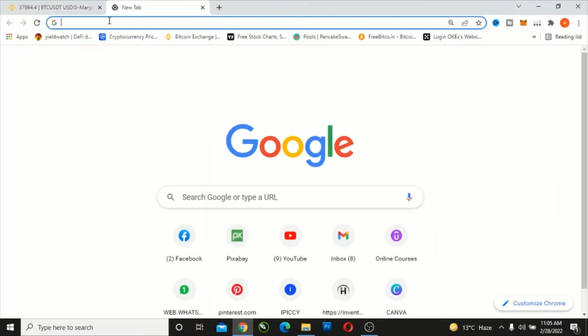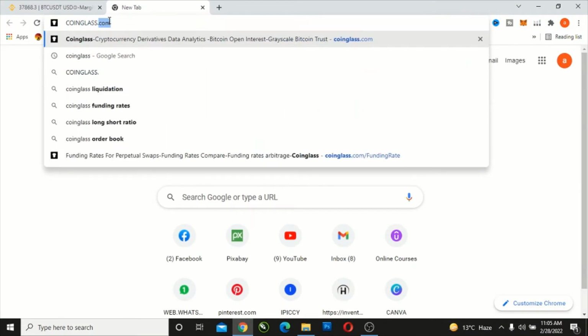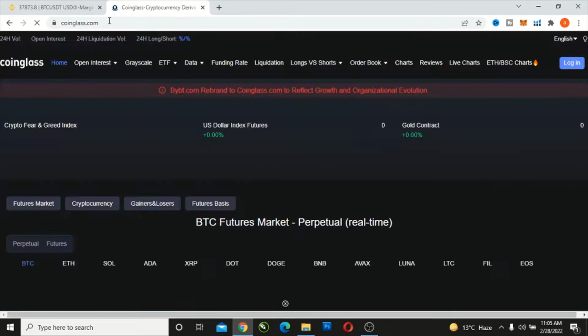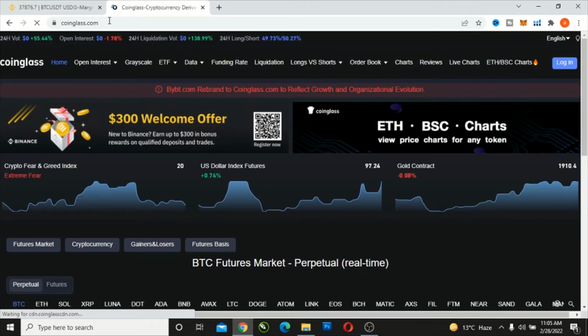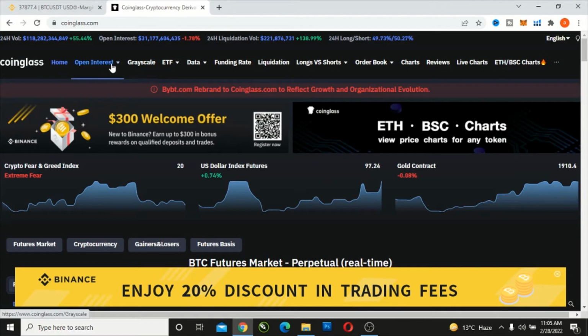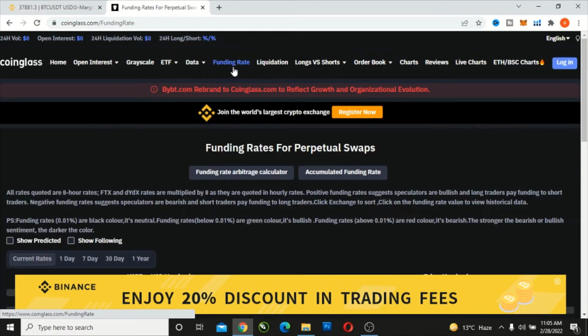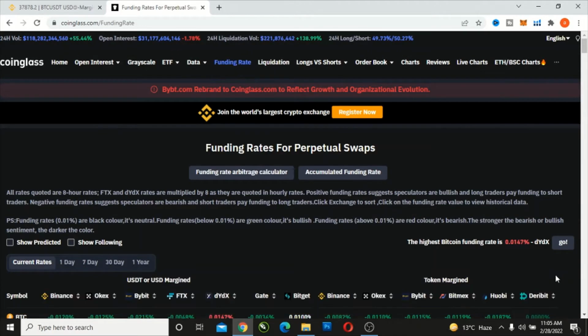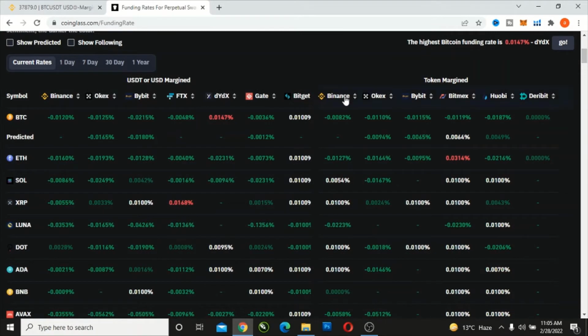If you go to coinglass.com, then this window will be opened, and by scrolling in this tab, you will find the funding rate. By clicking on funding rate, you have the option of all the available coins, and then these are all the exchanges. All the green values show negative funding rate, and all the positive funding rate is shown by red values.